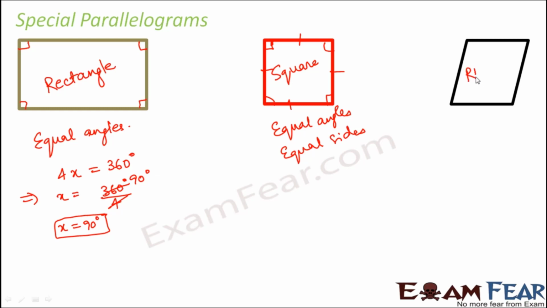The next special parallelogram is a rhombus. The speciality of a rhombus is that it has equal sides but not equal angles. So all the sides are equal like a square, but all angles are not equal. Basically, a square is like a combination of both rectangle and rhombus. Rectangle has all equal angles, rhombus has all equal sides, and square has both the features. So a square is like a combo of both rectangle and rhombus. These are the special parallelograms that we are going to discuss.